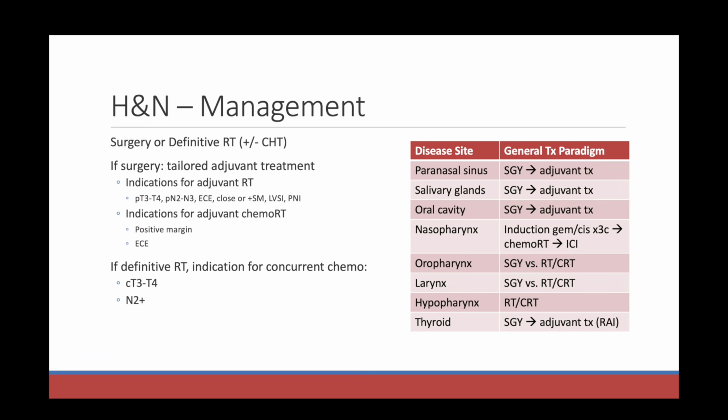The indications for adding adjuvant chemoradiation are if they have a positive margin or if they have extracapsular extension. So anything that would leave microscopic disease behind, you give chemotherapy as well in the adjuvant setting. For definitive radiation, the indication for concurrent chemotherapy is if they have T3 to T4 disease or if they have N2 or higher disease.